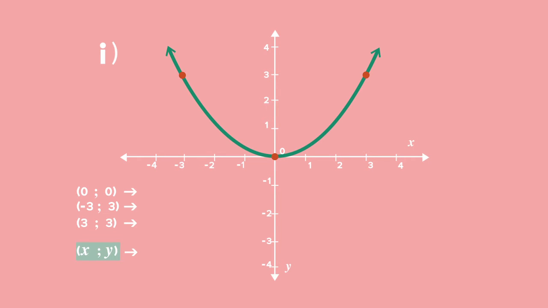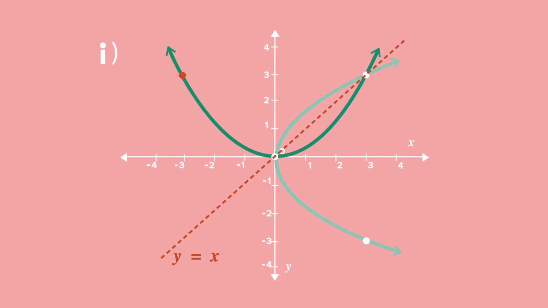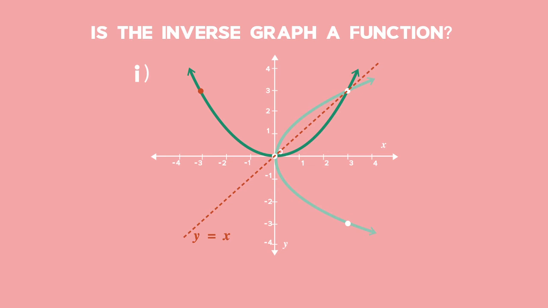Swap the x and y values around. When you plot the new points, you can see where the graph lies: (0, 0), (3, -3), and (3, 3). You can also find this graph by reflecting the original graph about the line y equals x. Is the inverse graph you have drawn a function? Using the vertical line test, we can see that it is not a function. It is a one-to-many relation.